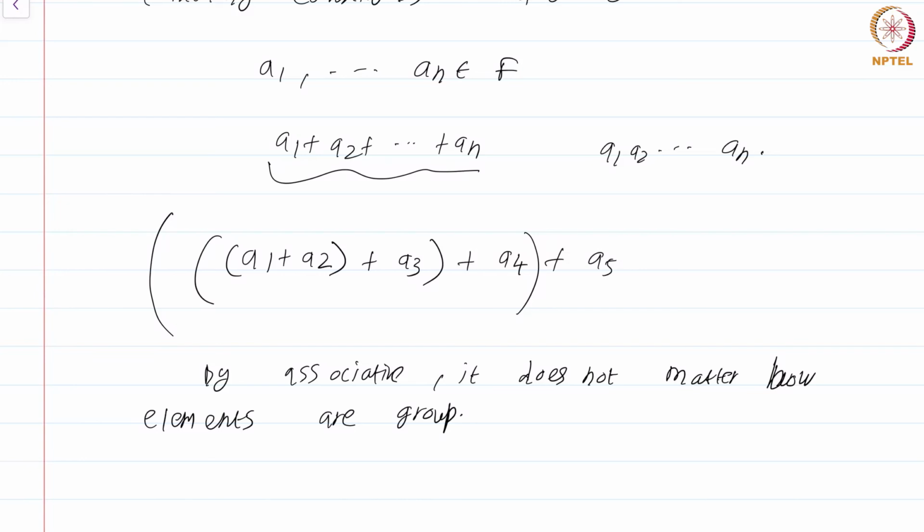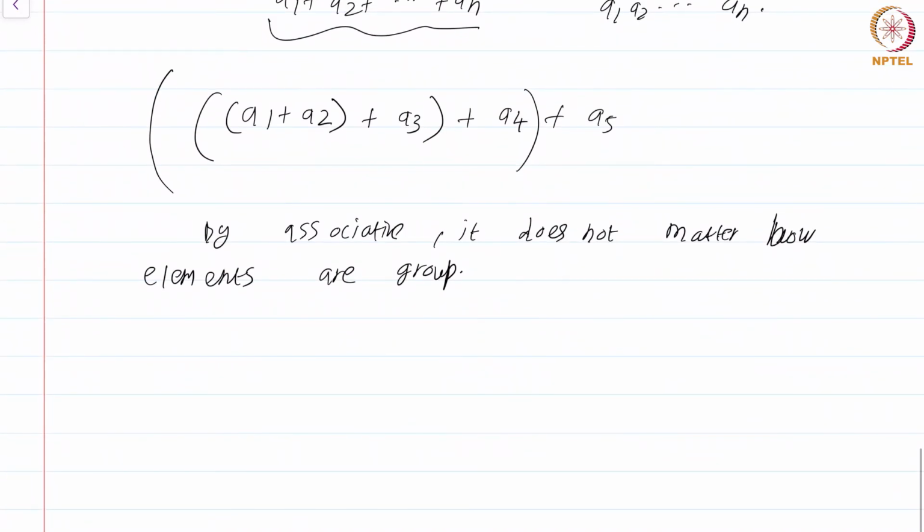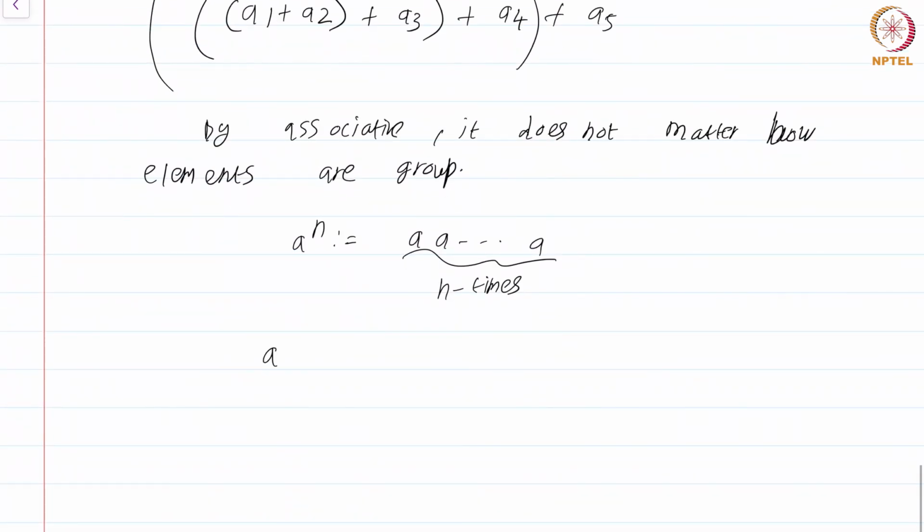Okay. Similarly for multiplication, we also have the special case from the fact that we can define multiplication and addition of n elements. We can define a power n to be just a, n times. We can define multiplication of a by itself n times. We can also define a power minus n whenever a is not 0 by a power n's inverse.